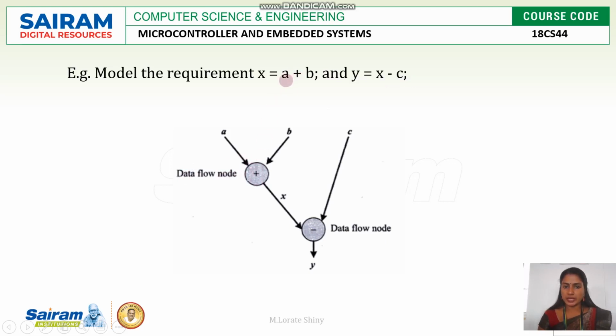For the addition operation, inputs are a and b. So a and b are mentioned here with inward arrows. Then output is x, represented by an outward arrow. Then the second operation is subtraction, mentioned in the second data flow node. For the subtraction, inputs are x and c, represented using inward arrows, and output is y, represented using an outward arrow.